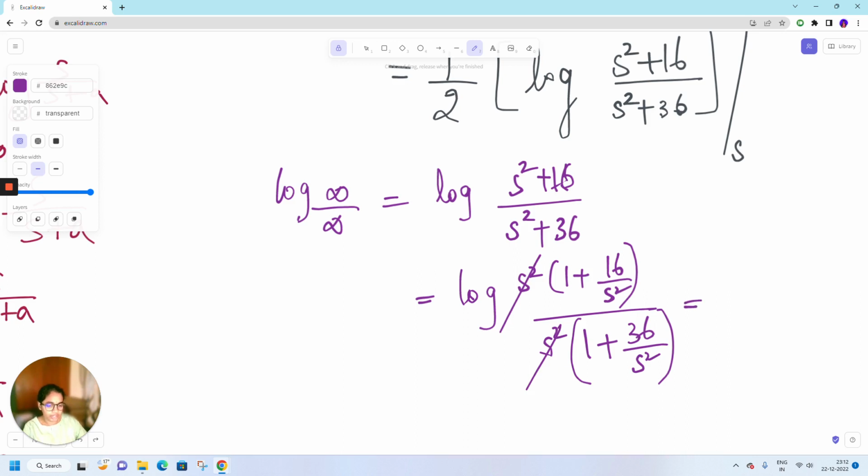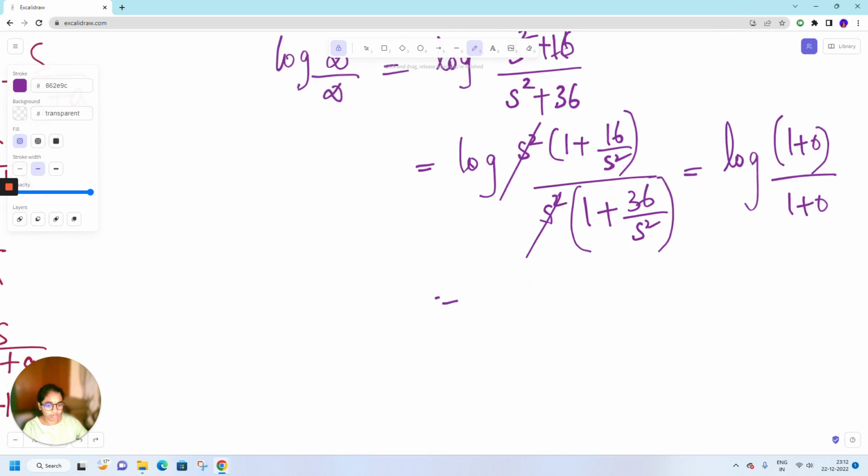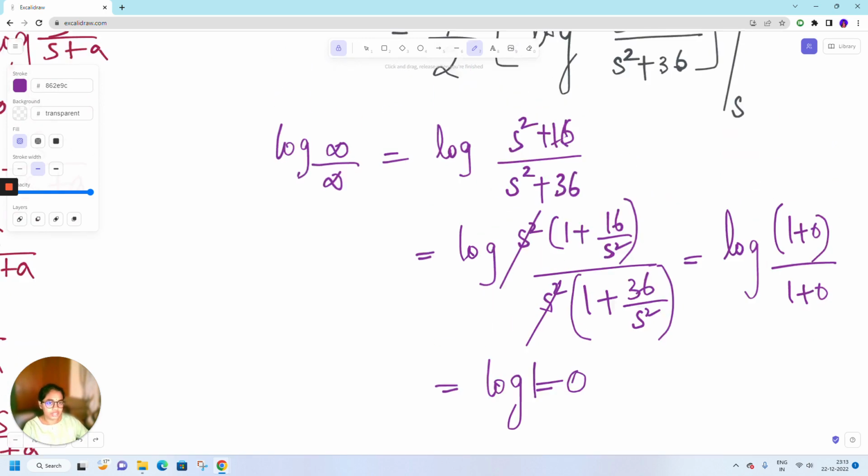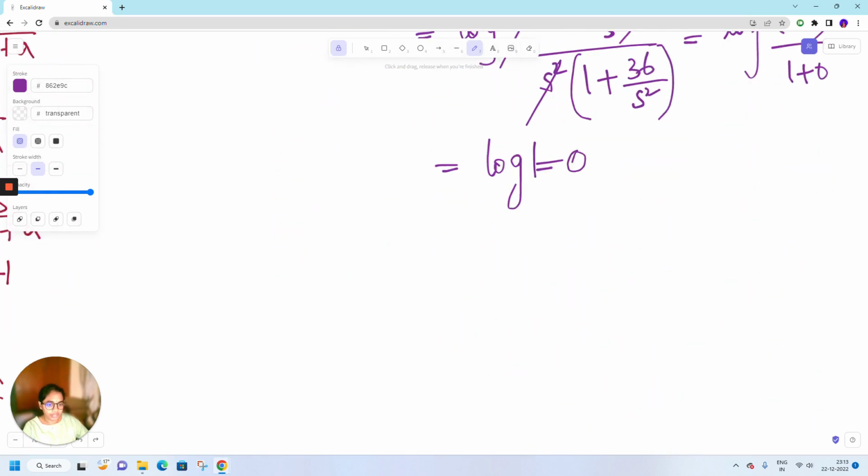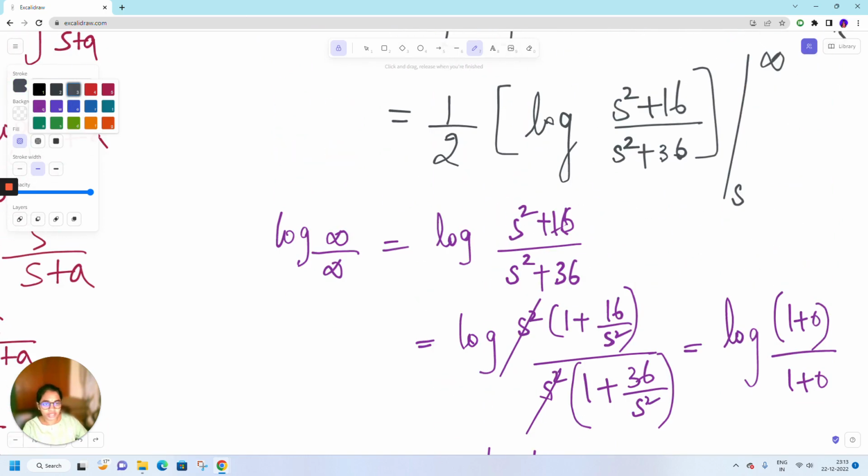Now if I apply the limit, that is infinity, I would get log of (1 plus 0) divided by (1 plus 0), which is log 1. What is the value of log 1? Log 1 value is 0. So upper limit would be 0. Yes, let me name that as equation 2.